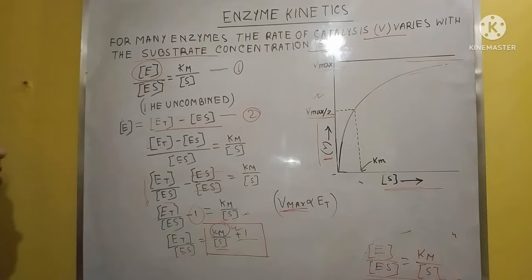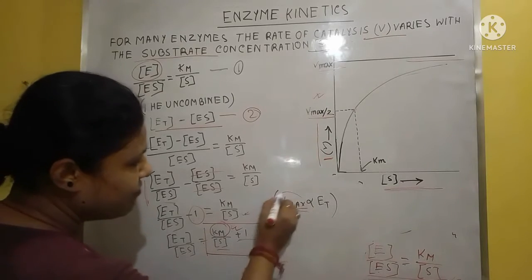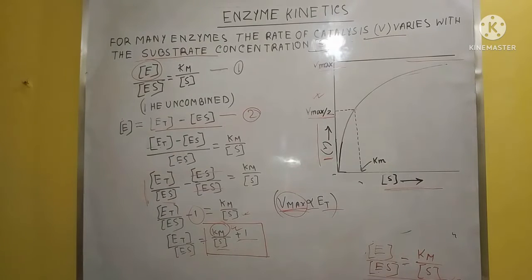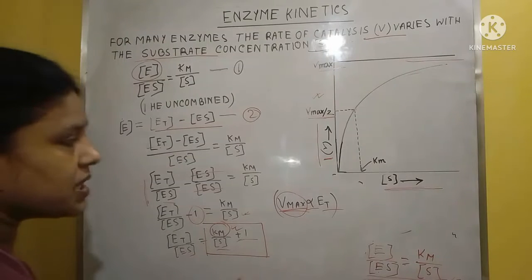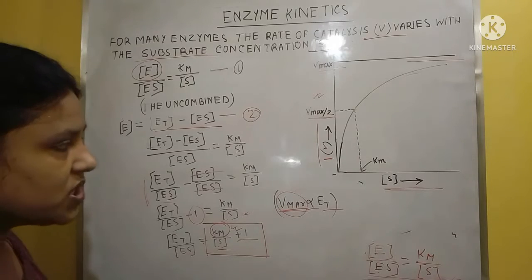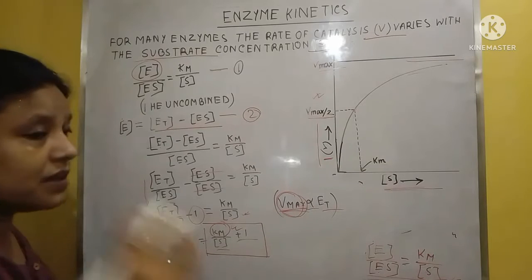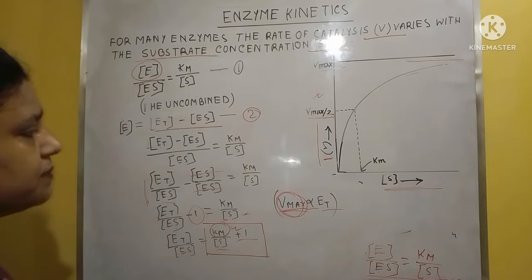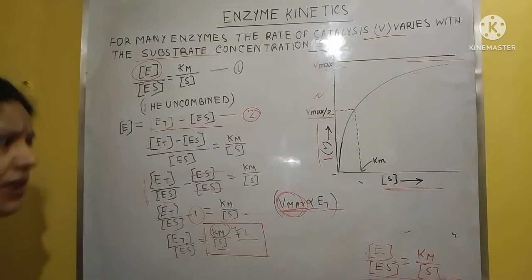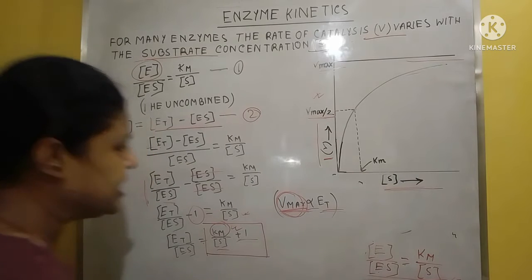Here one important principle or theory is that Vmax is proportional to the total enzyme concentration, ET. When the enzyme is totally occupied by the substrate molecules, Vmax is the maximum velocity. After that, the velocity will never increase. So we know that Vmax is proportional to ET.